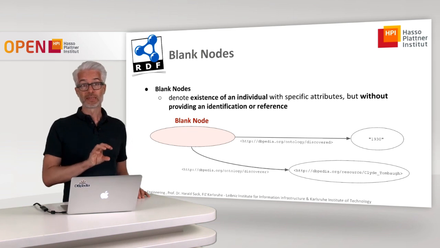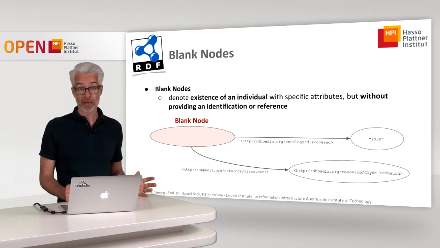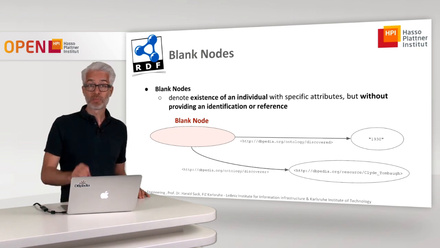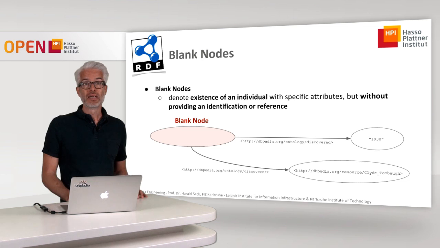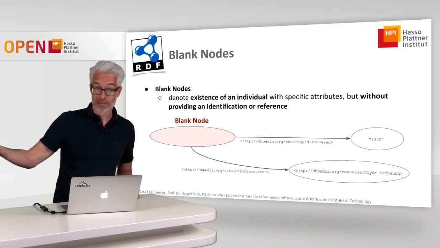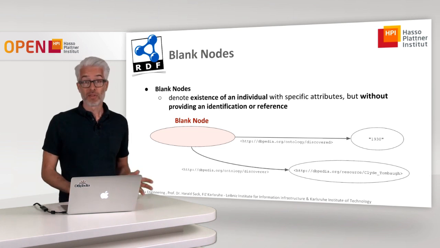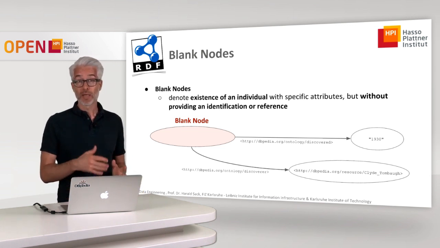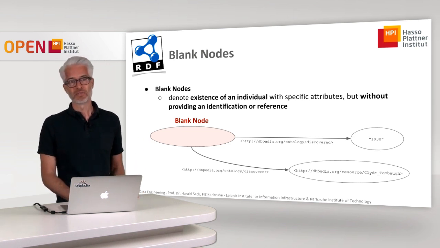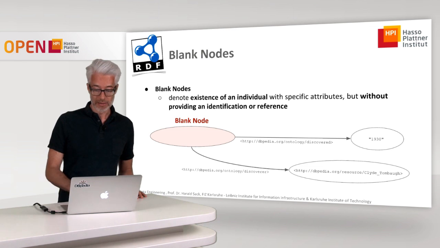Therefore, RDF provides a special means, and this is the so-called blank node. A blank node does not contain a URI, therefore it simply denotes the existence of an individual with exactly these specific attributes, but without providing an identification or reference, which means blank nodes, of course, cannot be referenced from outside. So you can only use the blank node right on the spot here. Nevertheless, it's quite useful because you can make these statements about the existence of something without specifying exactly the individual you are referring to. We will see that this is quite comfortable and comes in handy sometimes.